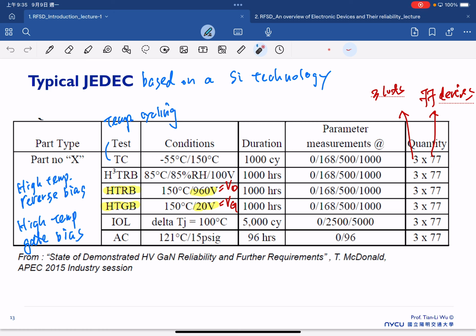Okay, good morning everyone. Welcome back to this class on reliability and failure physics of semiconductor devices. Today we will continue with our introduction.